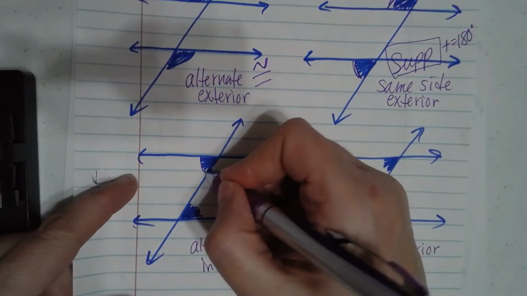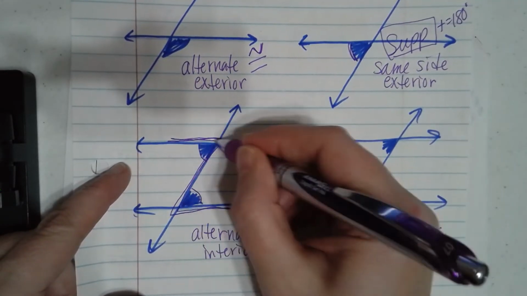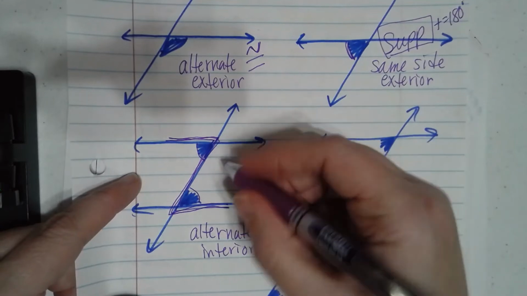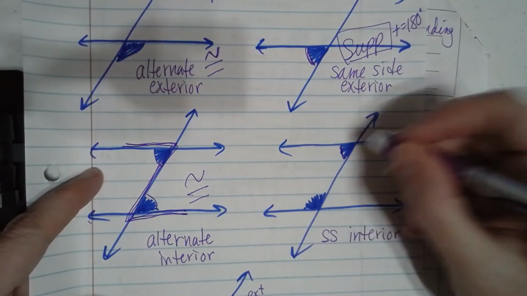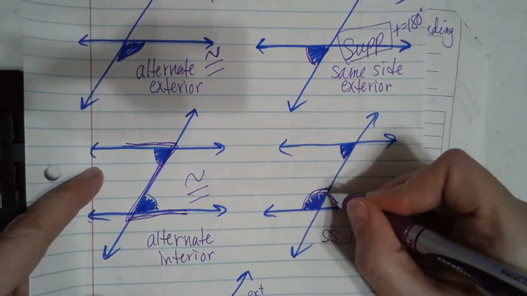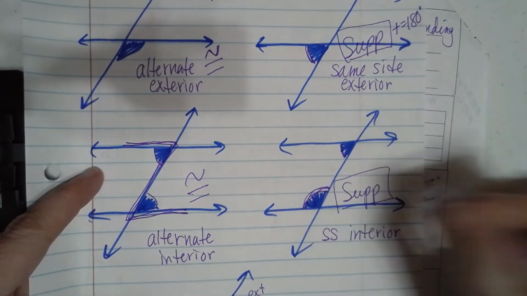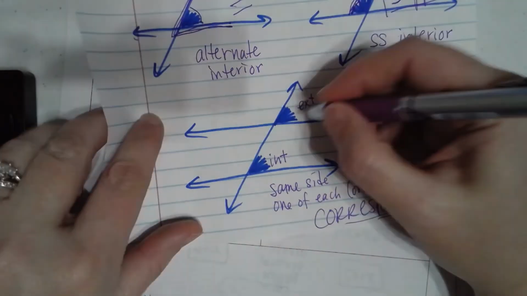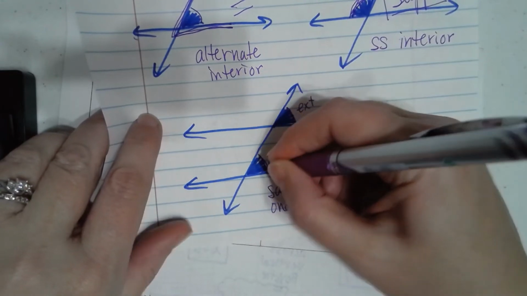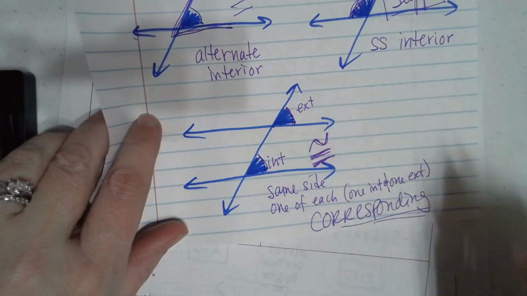Okay, so here, alternate interior, these are the ones that make my favorite letter, Z. Okay, these are congruent. Same side interior, this one's little, this one's big. Those cannot ever be the same, so these are supplementary, equal up to 180. And the last one, corresponding, little, little, corresponding are always congruent. Okay.